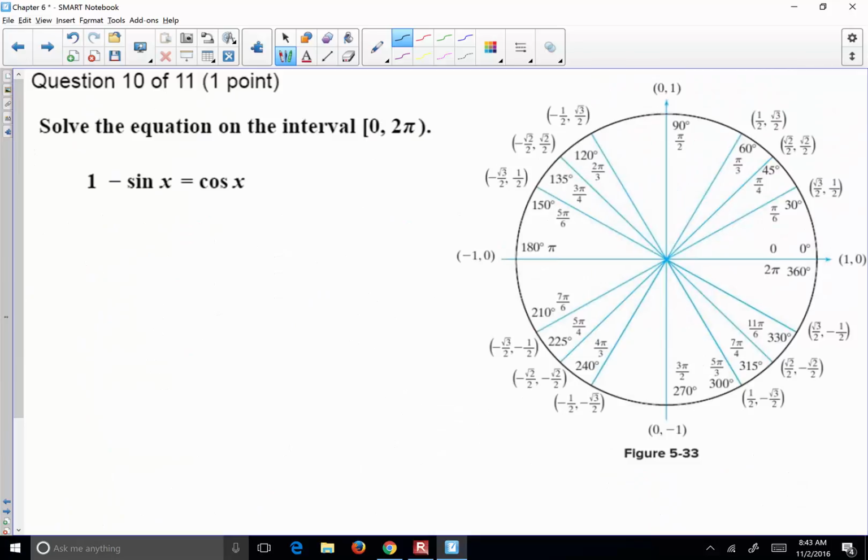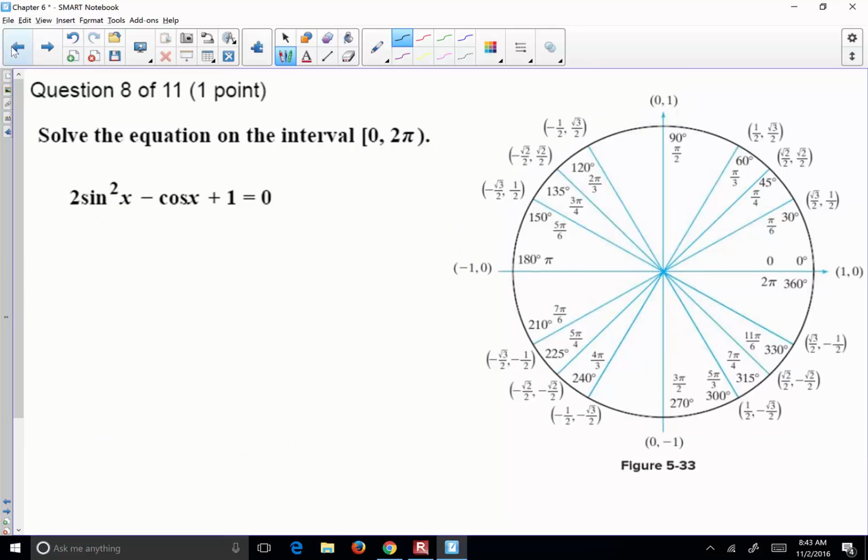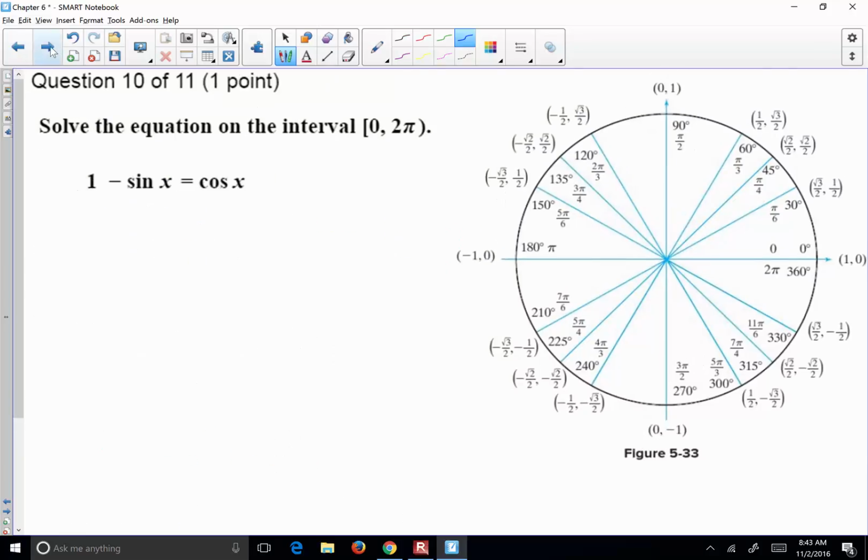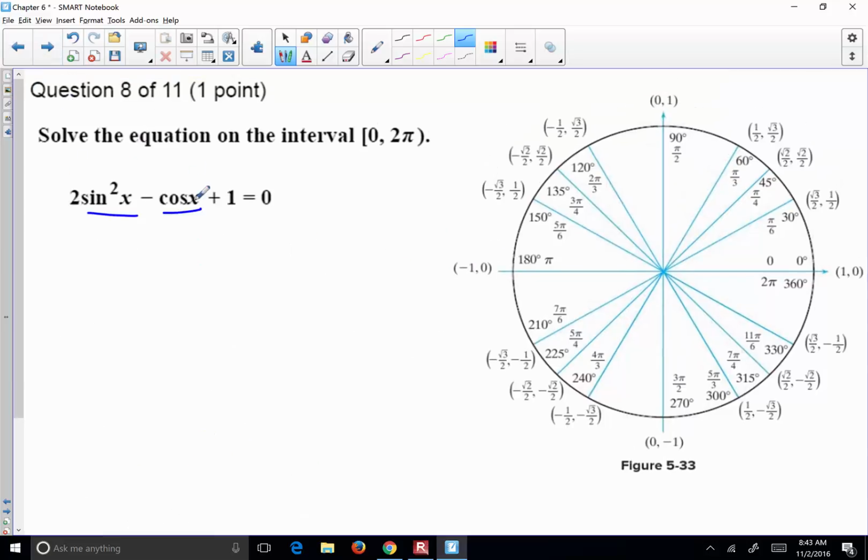Alright, coming up next. Let me give you a hint. This question number 10 and this question are similar. Look how similar they are. Sine cosine pair, sine cosine pair. This one is harder. Why? What was the beautiful side of this question? Why was this one easier?